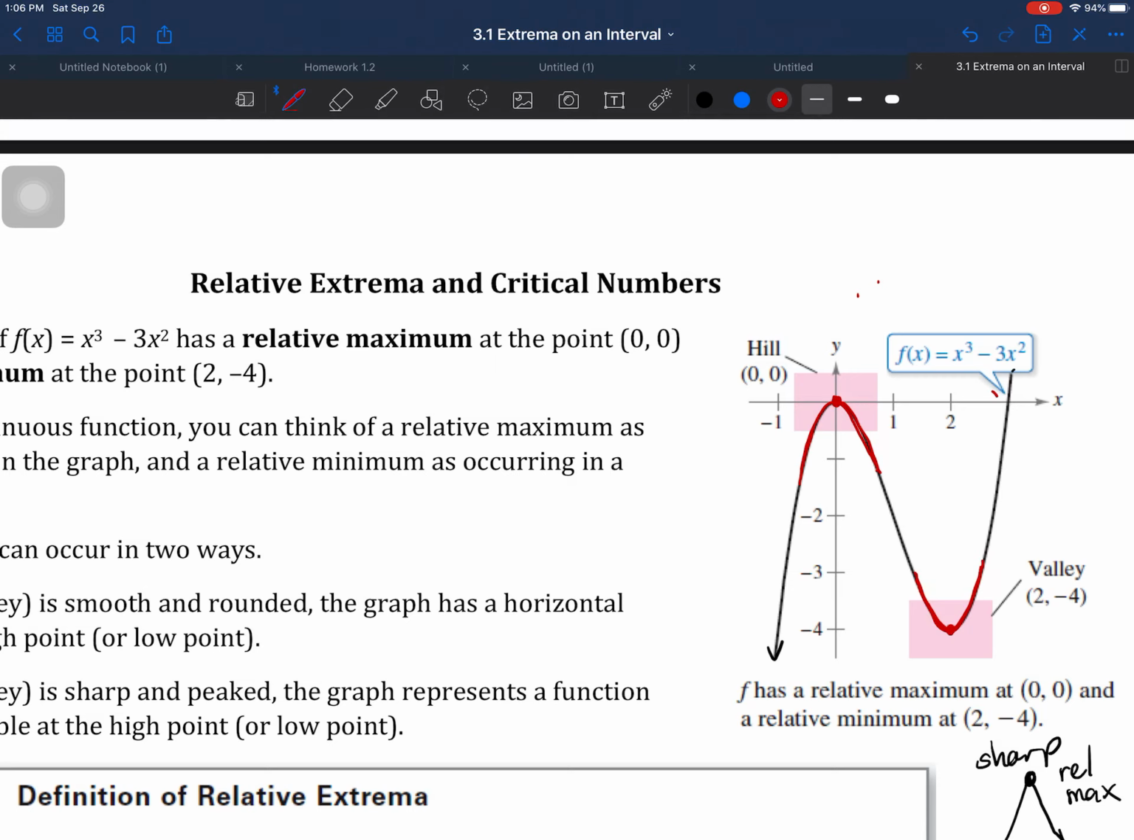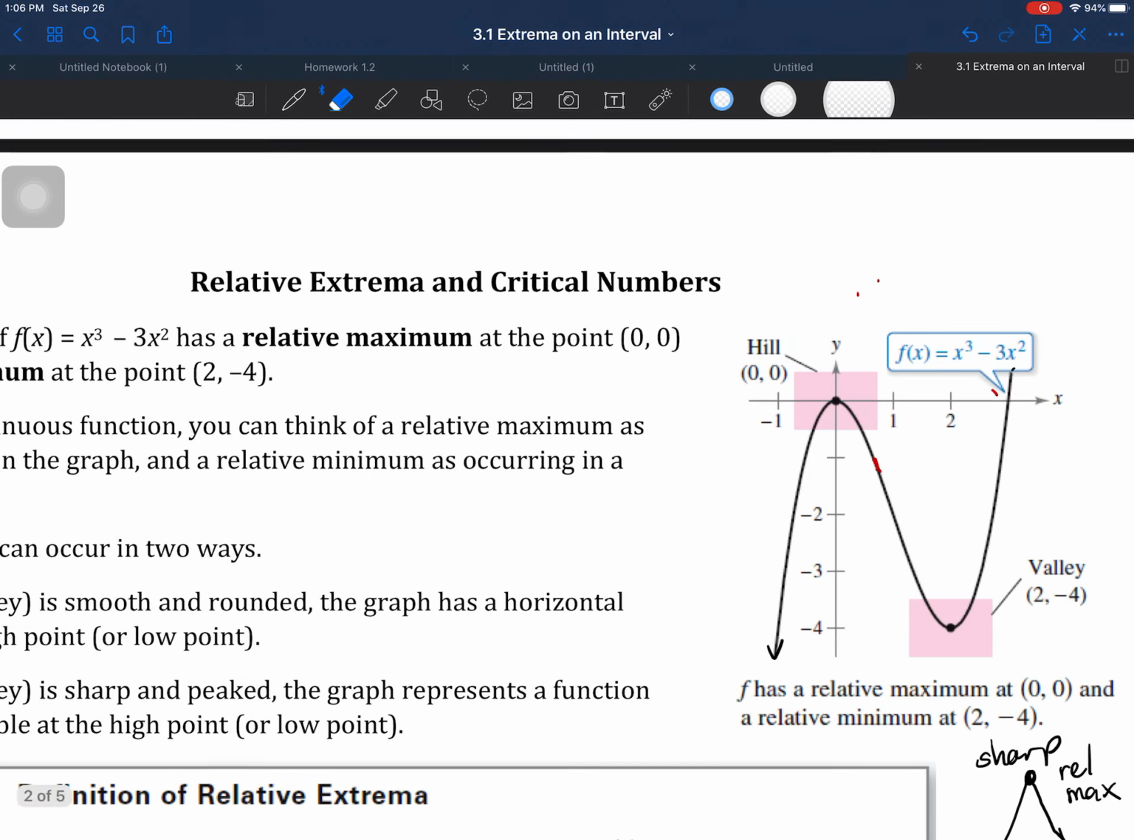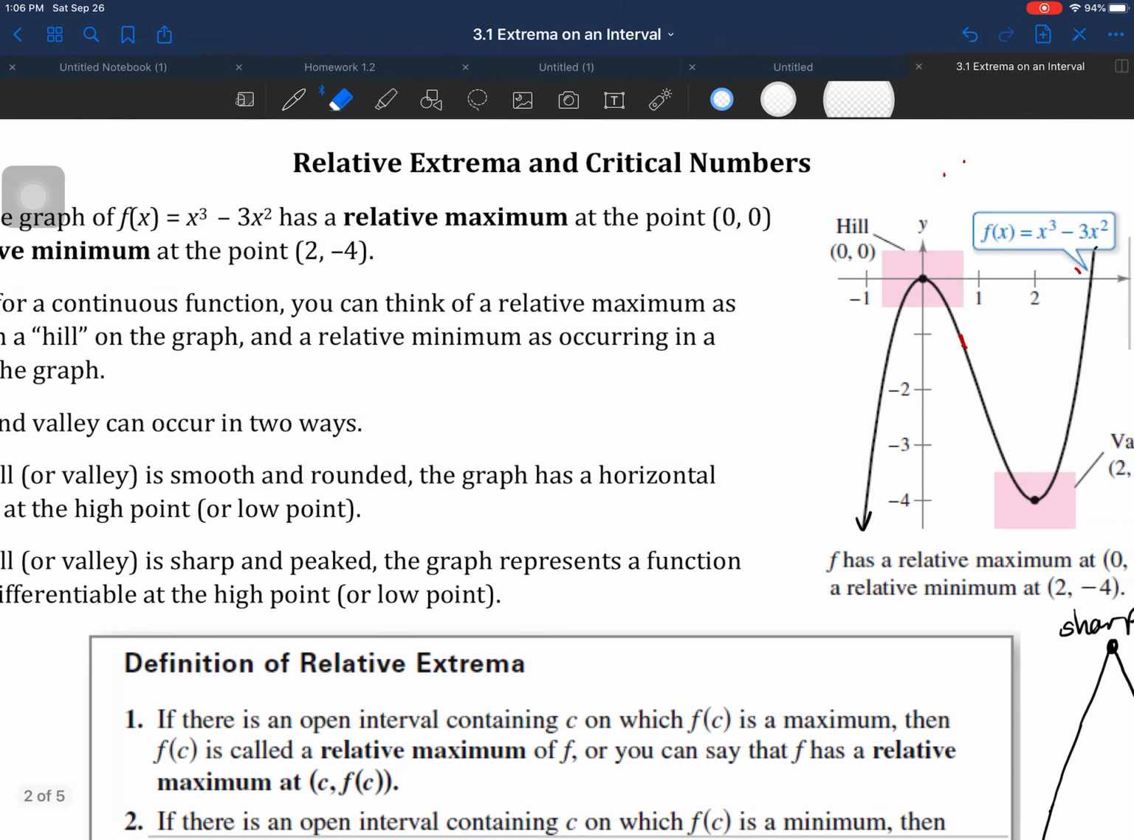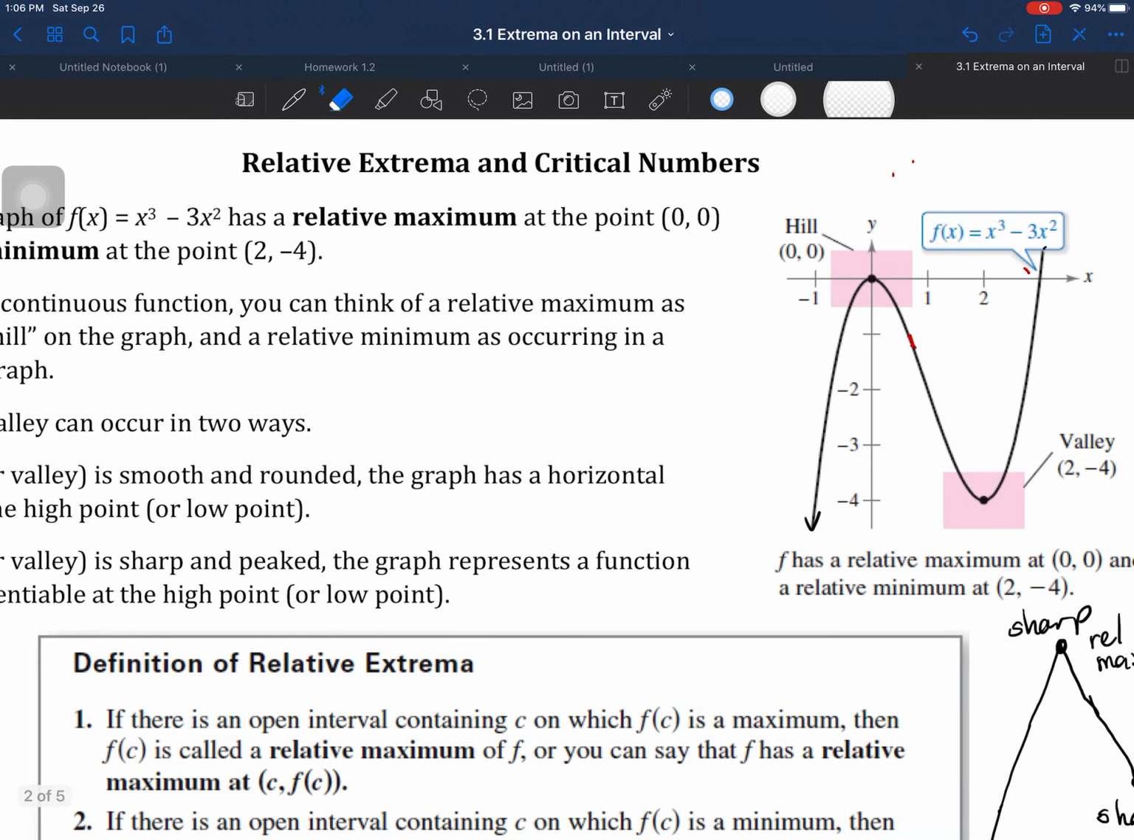And that's how we actually think about it in our minds, right? I see a little hill, that's a relative max. If I see a little valley, then that's a relative min. All right. So in this example, this function has a relative max and a relative min, where there is a relative max at 0 and the relative max is 0. There's a relative min at 2 and the relative min is -4.